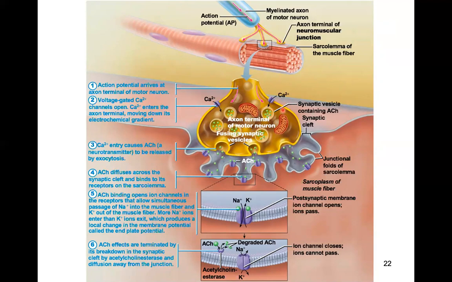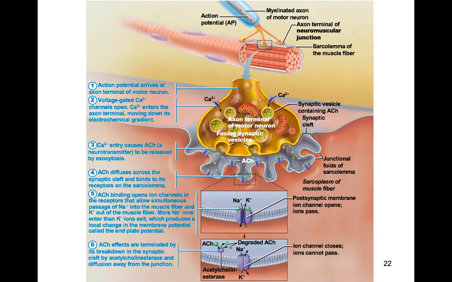The influx of calcium causes the vesicles containing ACh to move toward the end of the axon terminal and release their material into the synaptic cleft. This process depicted, the release of your ACh into the synaptic cleft, is through the process of exocytosis. It should sound familiar to you.